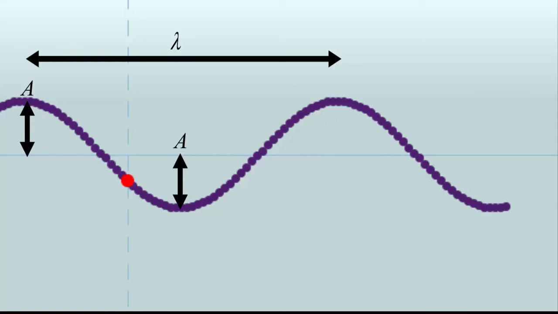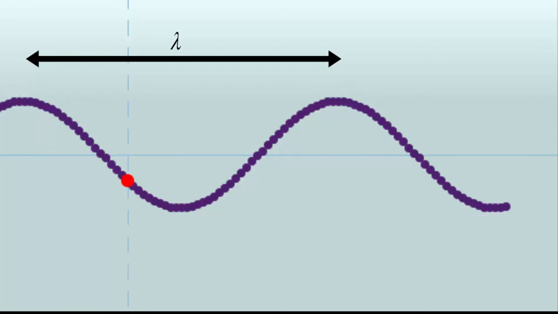Because the wavelength is a measure of length, it has units of meters. As the red dot oscillates up and down, it does so at a rate given by a frequency of oscillation. The time it takes the red dot to complete one full cycle is the period. The highest point of the wave is called the peak or the crest, and the lowest point is called a trough. And the difference between them is twice the amplitude.